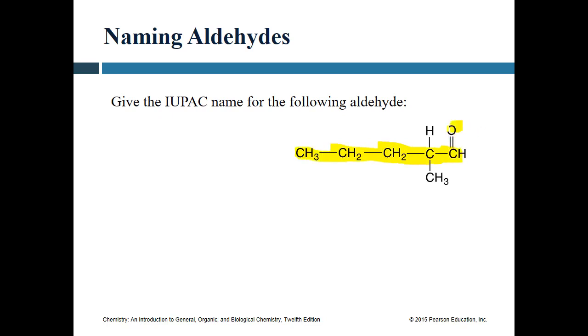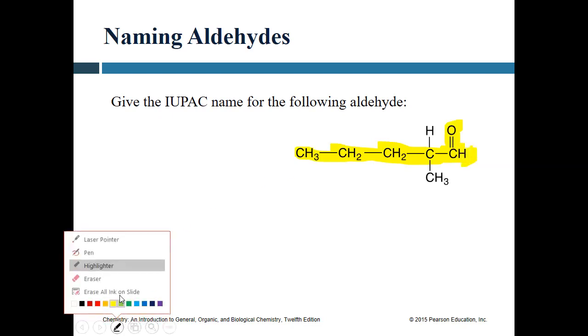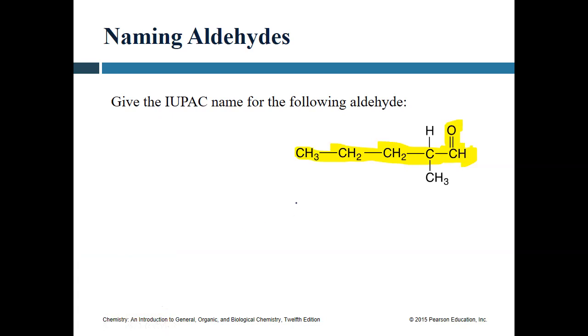And I can see that in that chain, I've got this aldehyde group on the end. How many carbons are in this chain? 5. So I've got 5 carbons. So that would be pent, pentan, since we're talking about all single bonds. And with that aldehyde group there on the end, this is pentanal.